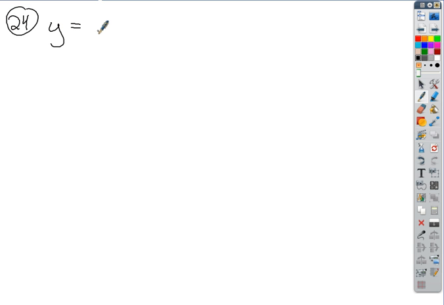Okay, this is a good one, I think, because it's got a rational exponent. We got to know how to deal with those. Okay, so first things first, domain. Do we have any issues with the domain?